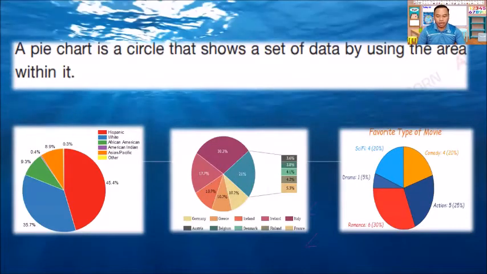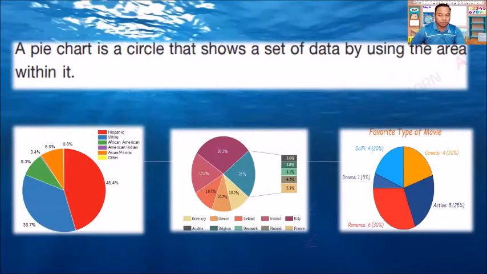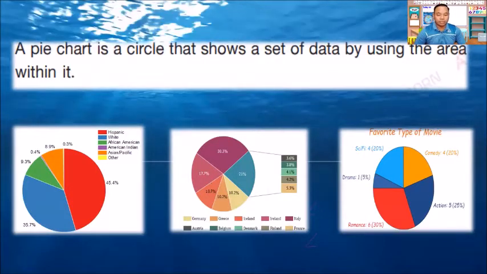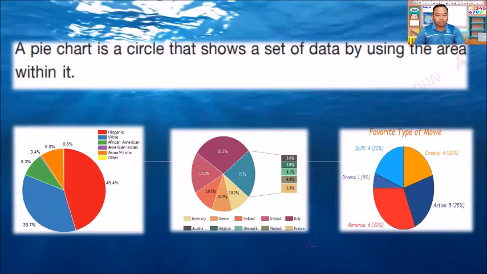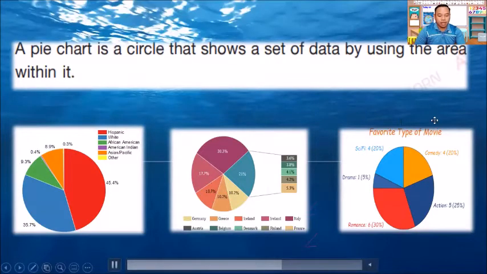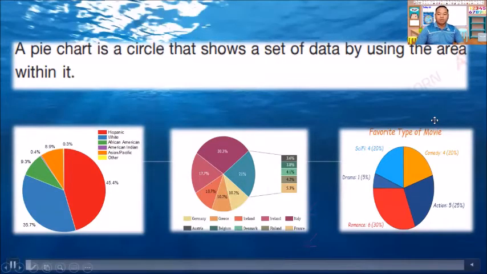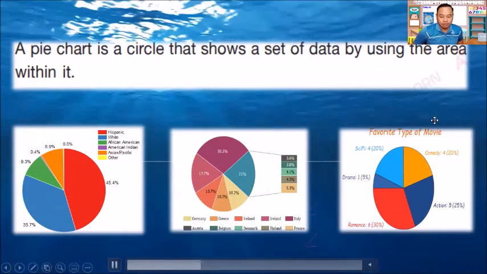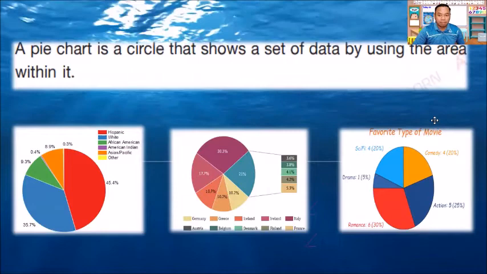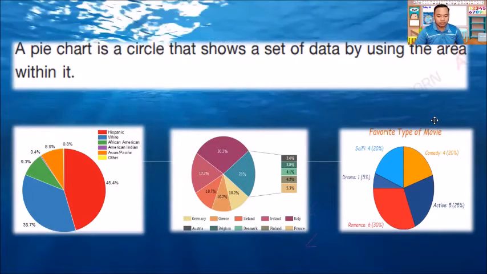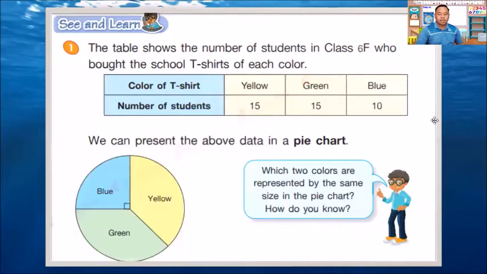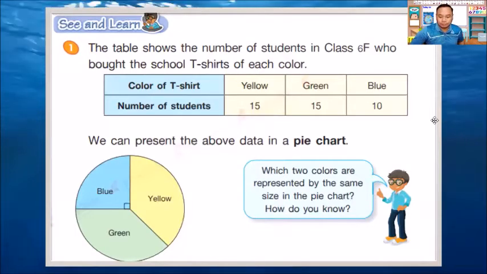Okay, everybody, can you read after me? A pie chart is a circle that shows a set of data using the area within it. All right. So as you can see, some examples of pie charts below. All right. So now let's see and learn example number one.